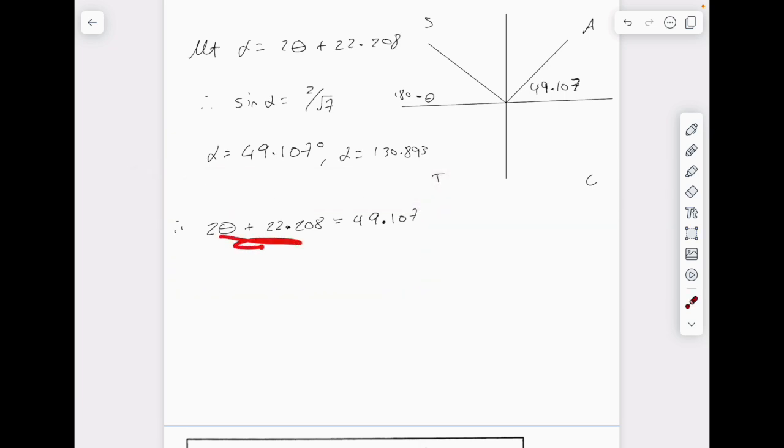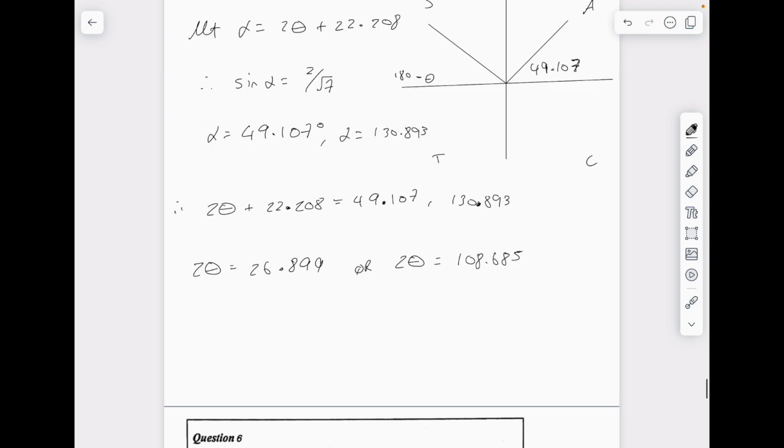And now knowing that 2 theta plus 22.28 is equal to 49.107, we can say the following: 49.107 or 130.893. So we can say that 2 theta is going to equal 26.99, or we can say that 2 theta is equal to 108.685.